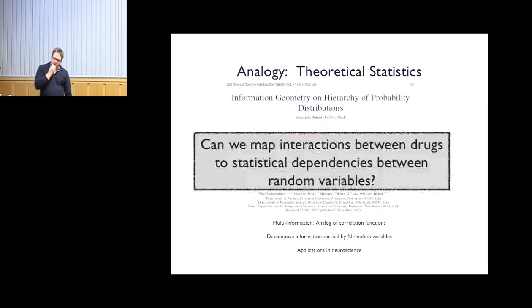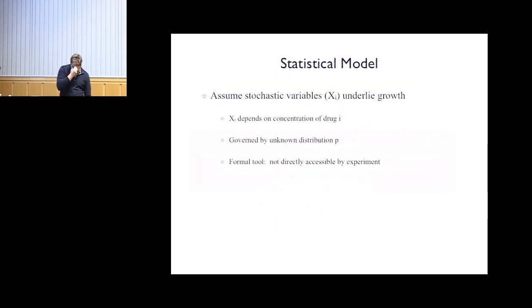So the question is, can we somehow map interactions between drugs to statistical dependencies between random variables? Because if we can, then we can sort of dip into this community and use techniques for trying to estimate how these things might look. And so here's how we did this.